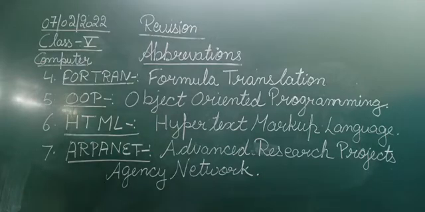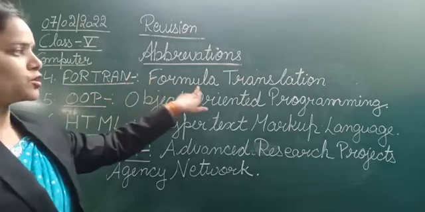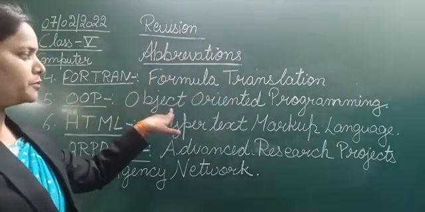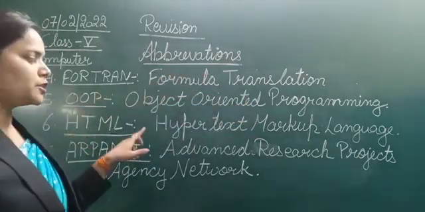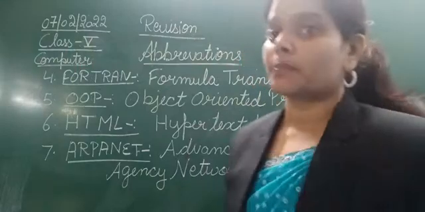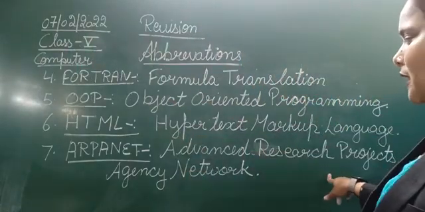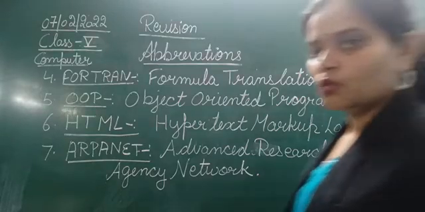Okay, so these are 4 to 7. The fourth was FORTRAN, formula translation. Next, OOP, that is object oriented programming. HTML stands for hypertext markup language. ARPANET stands for Advanced Research Projects Agency Network. You can pause the video and note it down in your notebooks. Moving next.